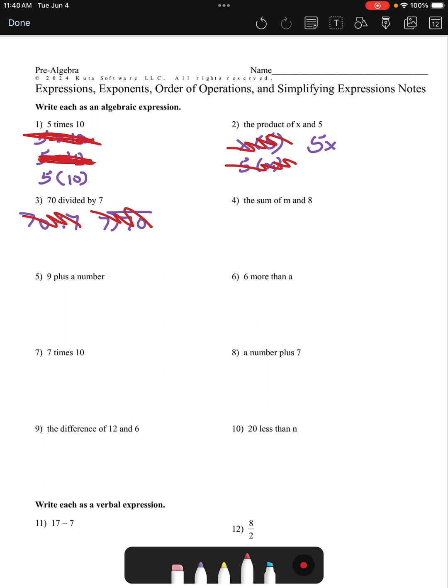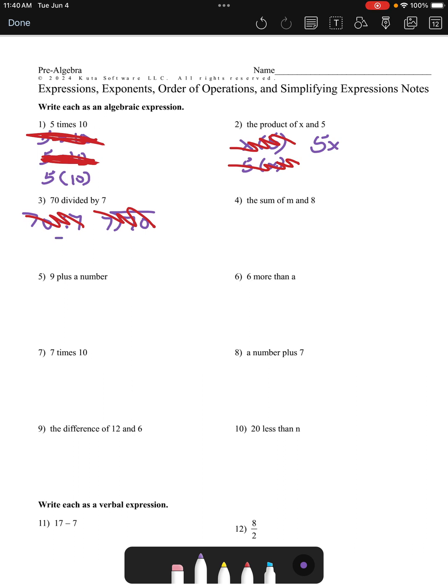However, as we move through this year, we're going to do our very best to move to the idea of representing division with a fraction bar. So 70 divided by 7 is going to be represented as 70 over 7. And this is how we're going to write division this year. I will take a partial point off if you use the division symbol.